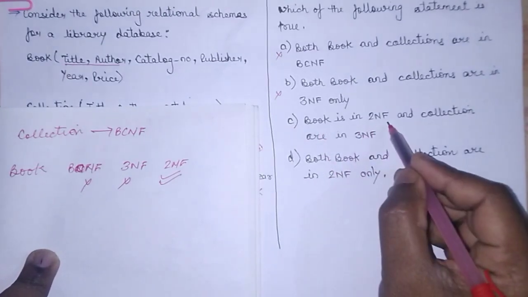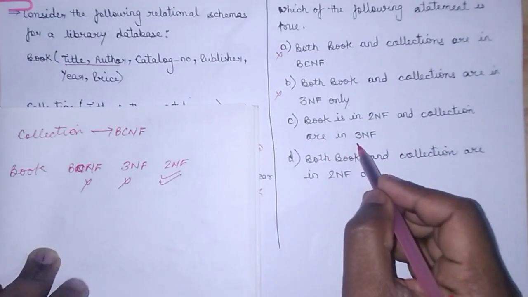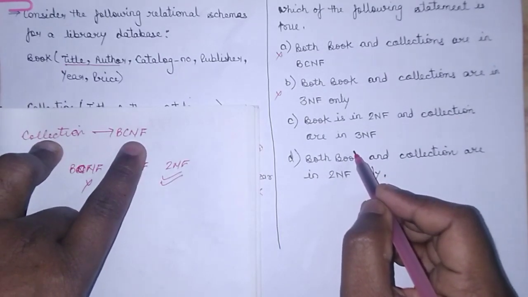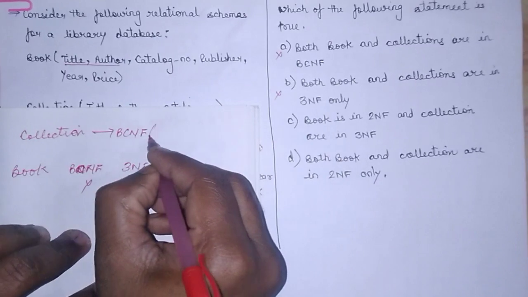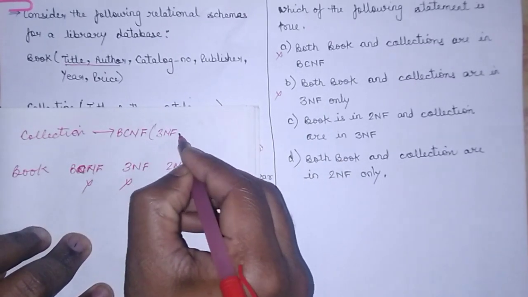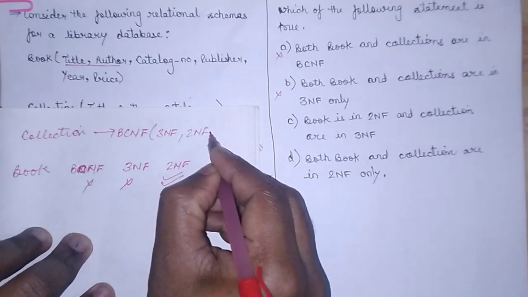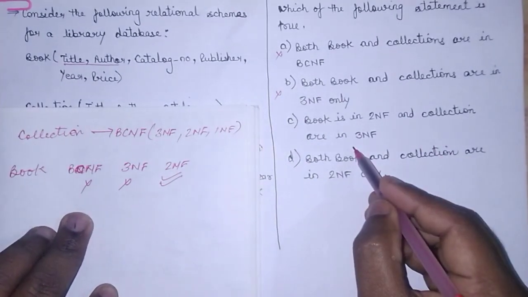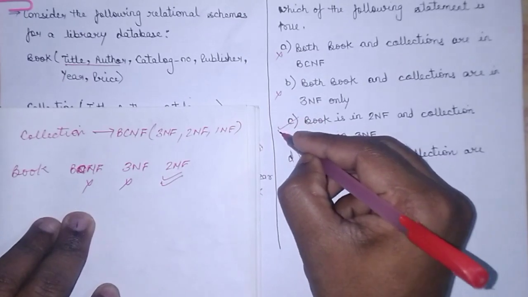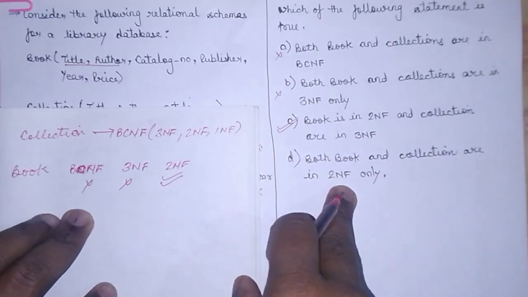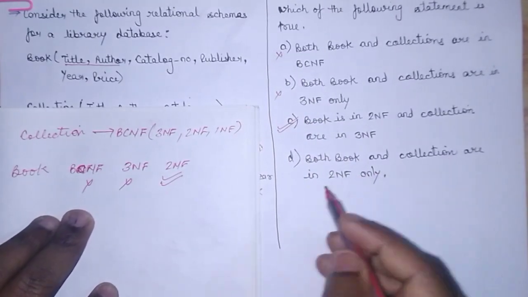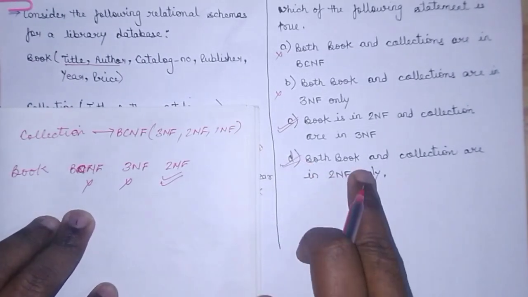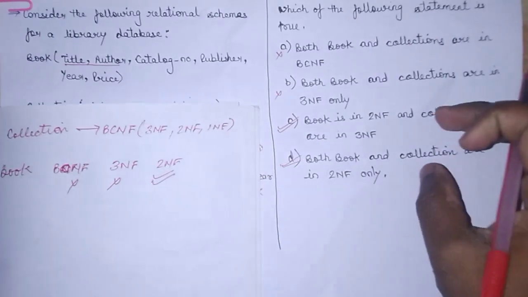Book is in 2NF and collection is in 3NF. If something is in BCNF, then it is in 3NF also, 2NF also, and obviously 1NF also. You can see the collection is in 3NF and book is in 2NF, so this one seems to be right. Let's check the last one also. Both book and collection are in 2NF. This is also right, since book and collection are in 2NF.